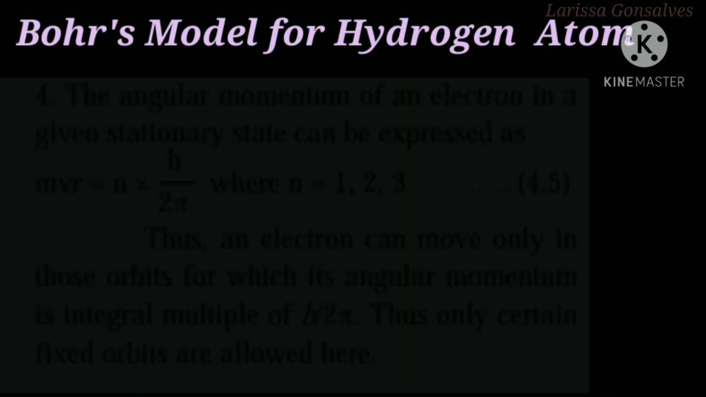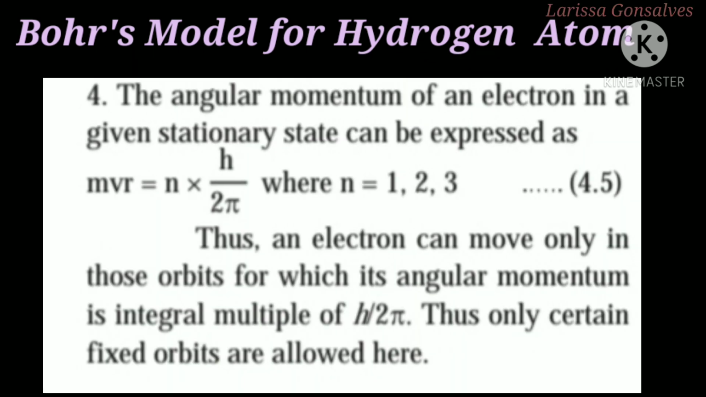The fourth postulate is that the angular momentum of an electron in a given stationary state can be expressed as mvr equal to n into h divided by 2 pi, and you can substitute 1, 2, 3 in place of n. Thus, an electron can move only in those orbits for which its angular momentum is an integral multiple of h divided by 2 pi. Thus, only certain fixed orbits are allowed here. Let us now watch a video to understand the Bohr's model for hydrogen atom.